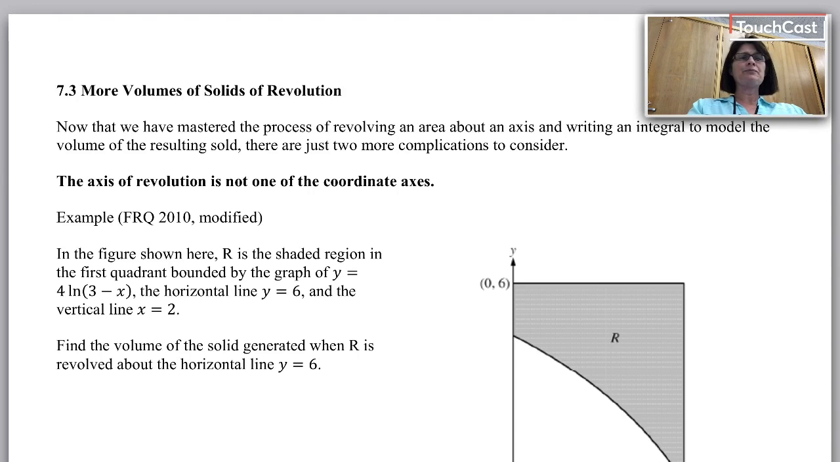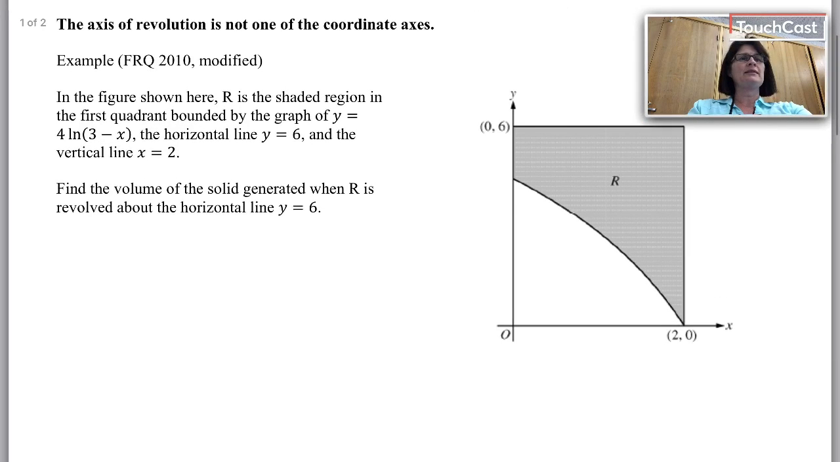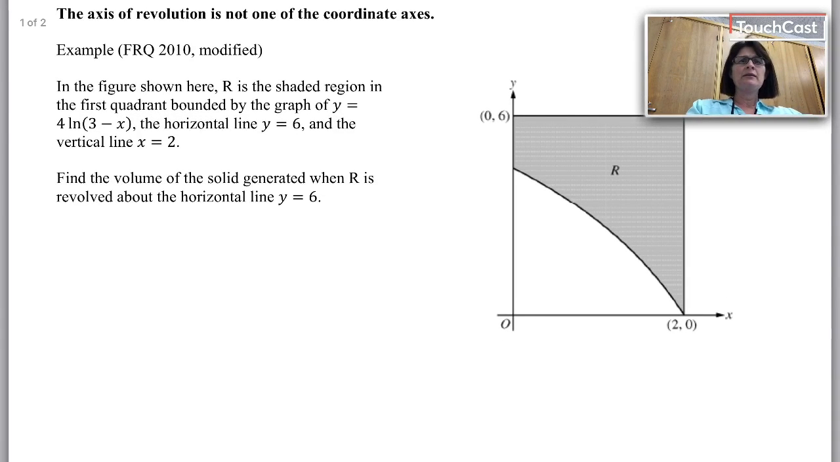That's the second complication. All the examples we did in the last section of notes were revolving around either the x-axis or the y-axis. You could also be asked to revolve an area around an axis that is not one of the coordinate axes. So we're going to take a look at how our calculations and our picture change once the axis isn't one of the coordinate axes. So check out this problem. It came from a real live AP test. Oh, I say I've modified it. I wonder how I modified it.